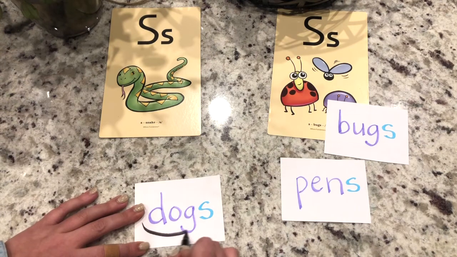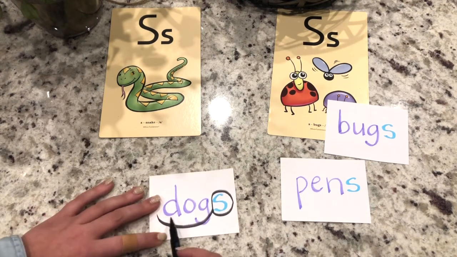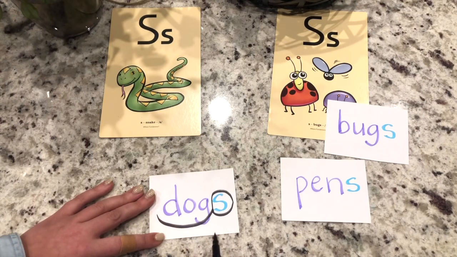Let's scoop the base word dog. Now I can circle the suffix s. With the s, we know there are more than one dog. Okay? Dogs.